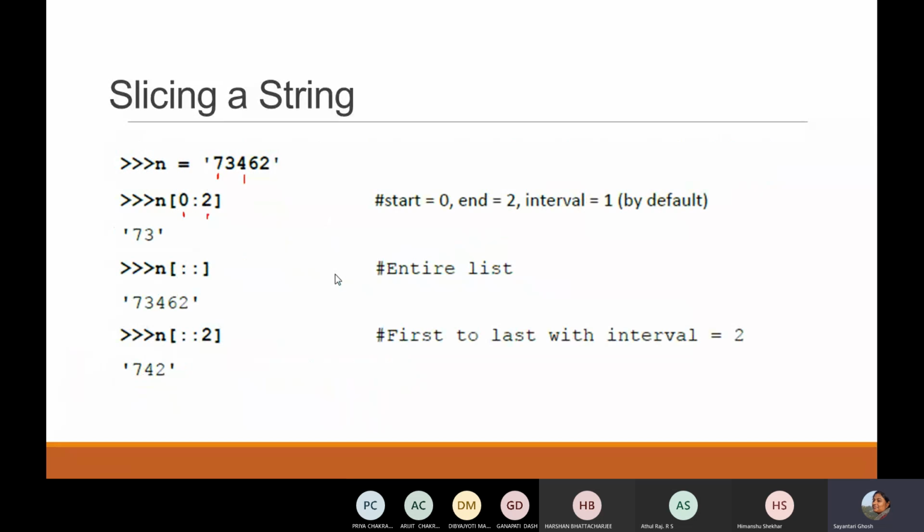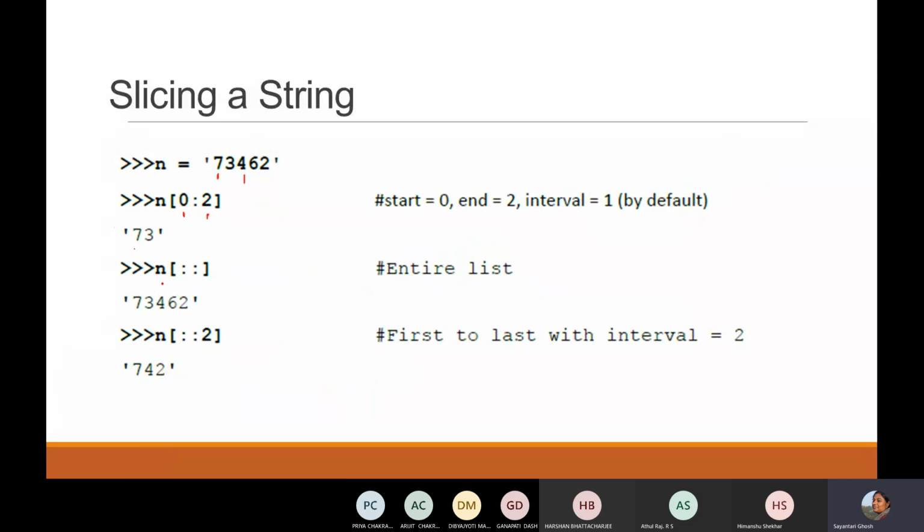So what does it mean? If I write n[0:2], again following our rule of Python, it will be starting from 0, like here. It will print 7, 3, and then it will stop right before the end. So end is never reached in Python. Even in for loops, we have seen that. So it will not go till 4. It will stop right before that. So it will print 7, 3.